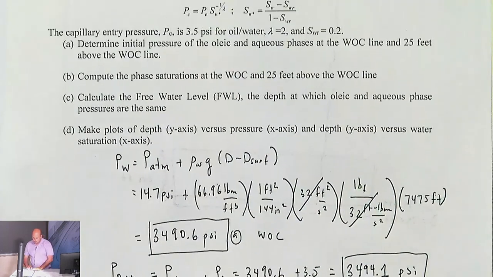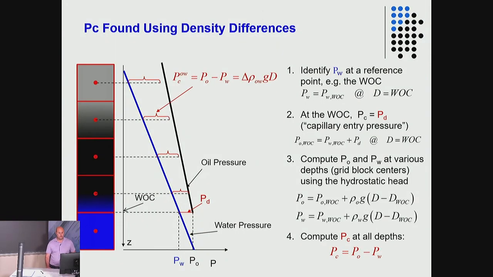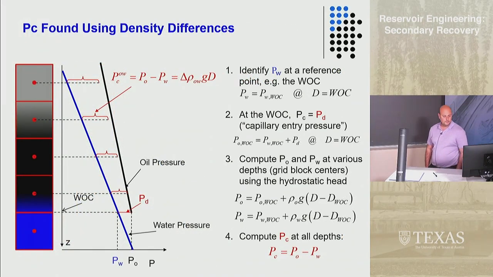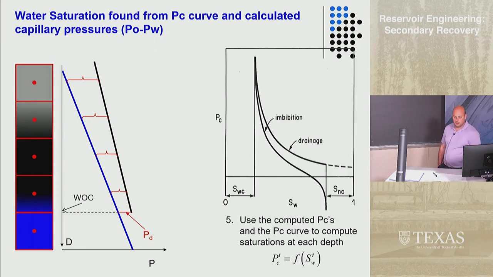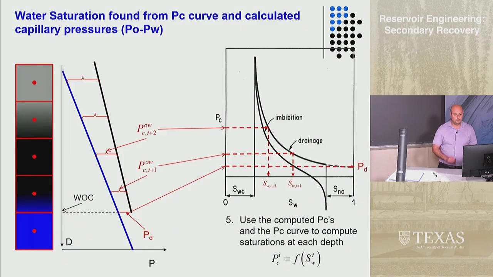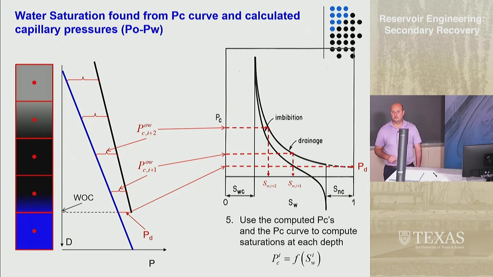So the next thing I ask is to compute the phase saturations. Let me go back to my slides. What we did over here, we already did basically, is we calculated the water pressure and the oil pressure at a few different depths. The difference between those is the capillary pressure, PC. But how do we use that to find the saturations? Well, I recall that I've got a capillary pressure curve, specifically the drainage curve, because this is a drainage process. If I know my capillary pressure, I can come across and, at a given capillary pressure, go down and figure out what my water saturation is. So at every depth I've got a different capillary pressure, and that capillary pressure corresponds to a water saturation. So I can calculate the water saturation.